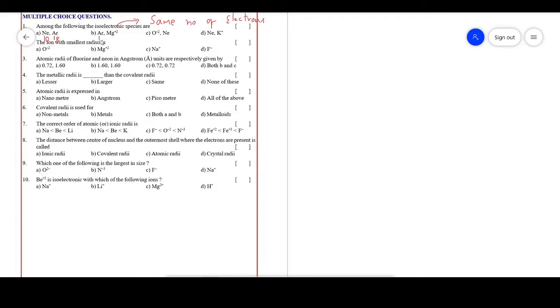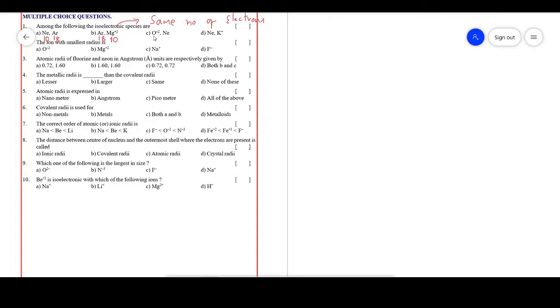Next, argon is having 18 and magnesium will have 12 electrons. Whenever there is a positive charge, we have to remove electrons. So 12 electrons are there, plus 2 means we have to remove 2 electrons. So this becomes 10 electrons. So this is also not the answer.